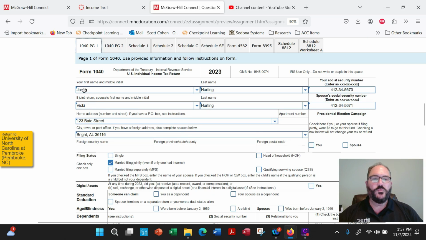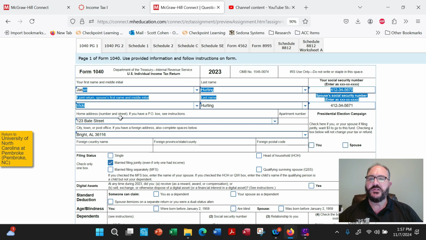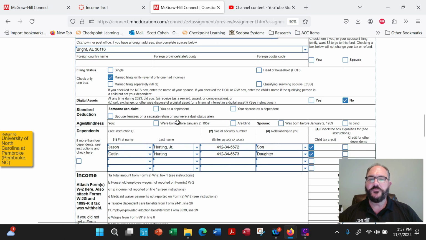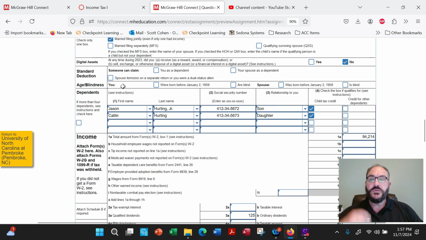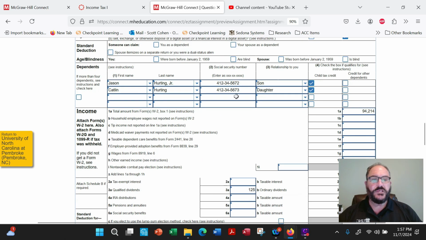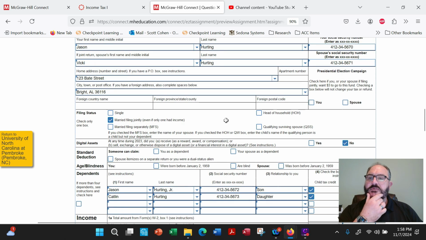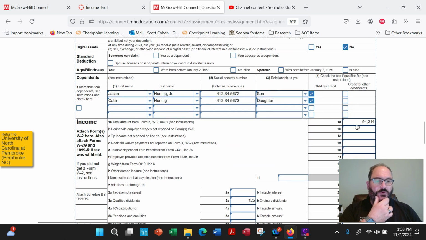So we put Jason's name and his wife's name in here, where they live in Alabama. Now remember, they don't have any digital assets. They're married filing jointly. Here's their two kids, and notice the child tax credit is clicked right here. Now this income, what's her name? Let's see, Vicky. This is Vicky's income right here.